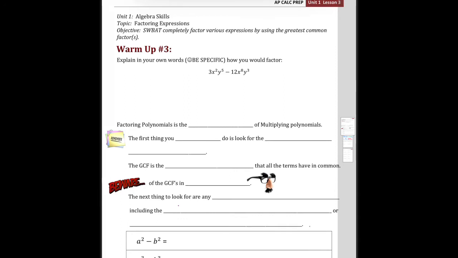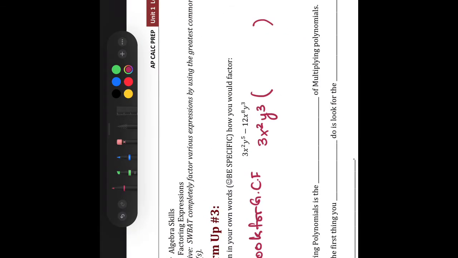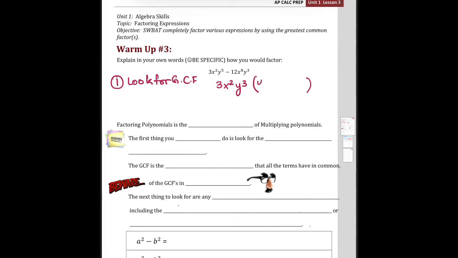So the first rule for factoring is always to look for the GCF. So the first thing that we're going to do is look for GCF, which is greatest common factor. Here your GCF is something that's common to all your terms. We have two terms here, so our GCF is 3x squared y to the third, right? And then I'm left with the remaining, so the remaining is y squared minus 4x to the sixth, right?